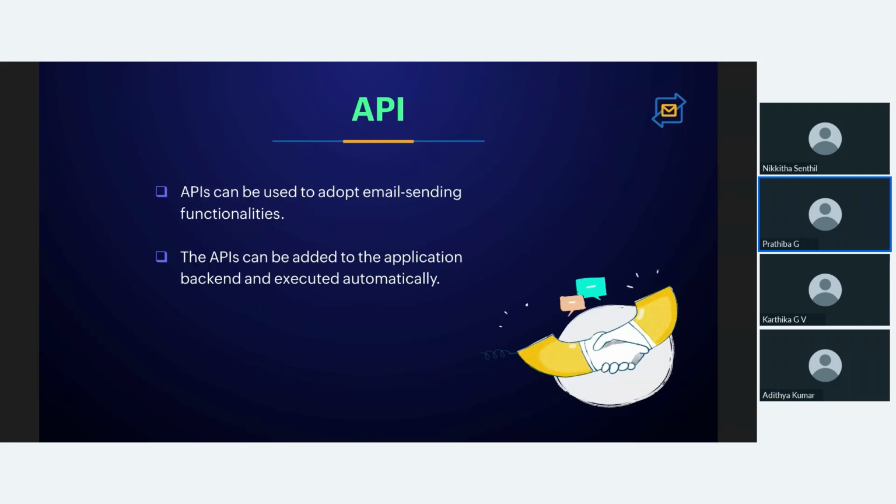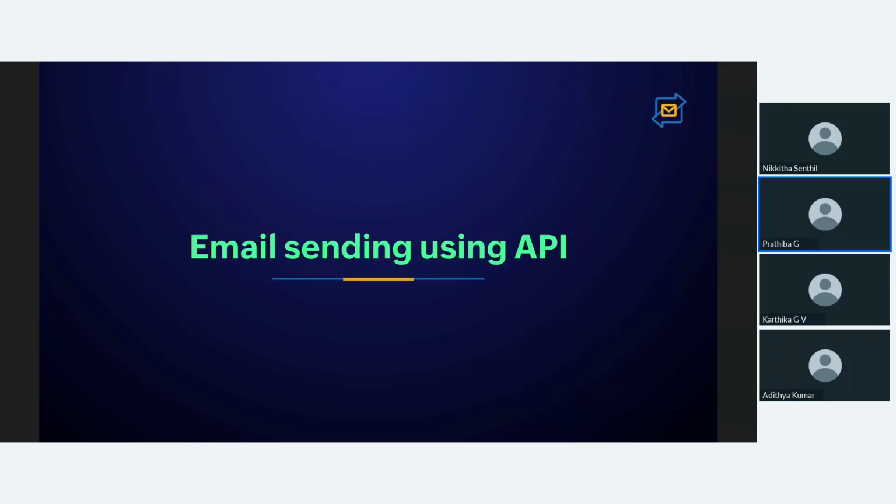And one such feature that application developers can use APIs for is sending emails. And email service providers have specific APIs for this. To use these APIs, the application developer should add the API code to their product code and use it. So that's about the introduction to API. Now let's look at email sending using APIs.